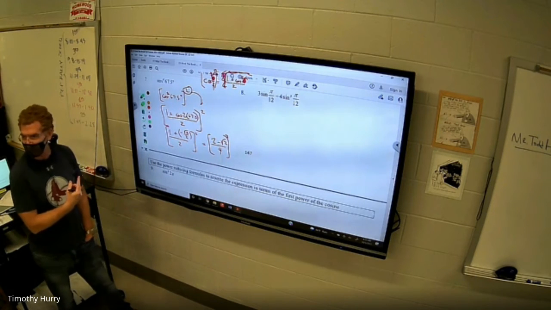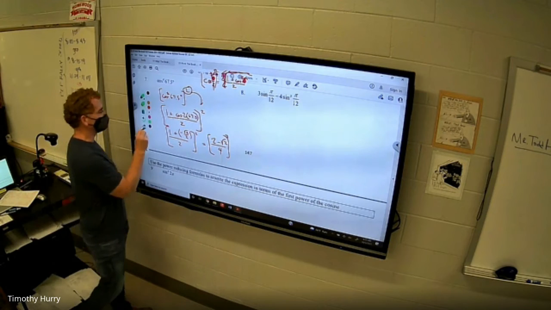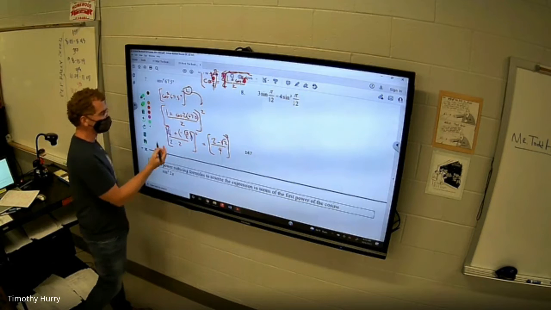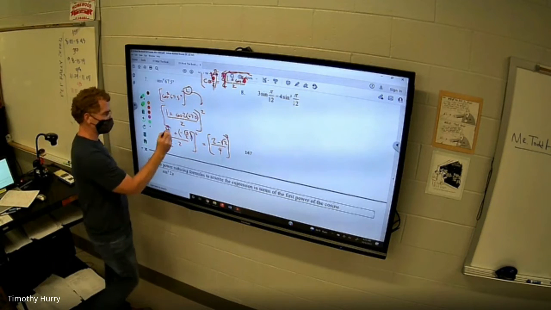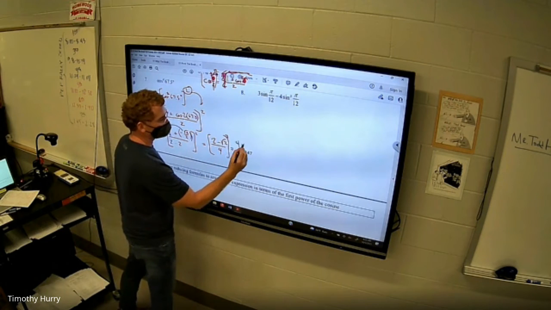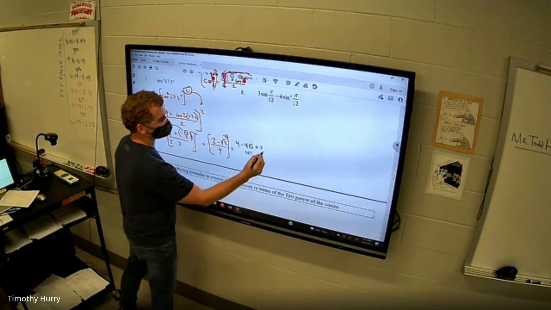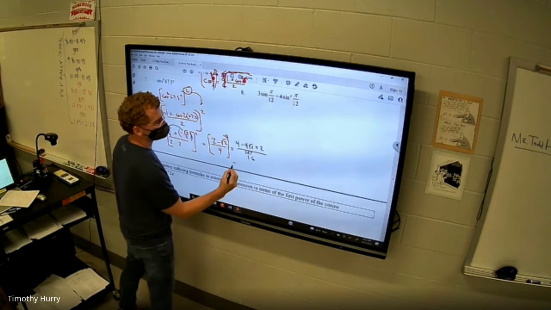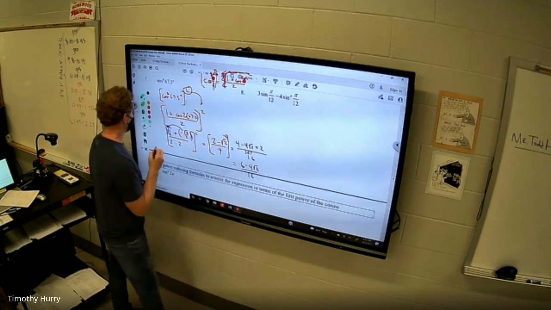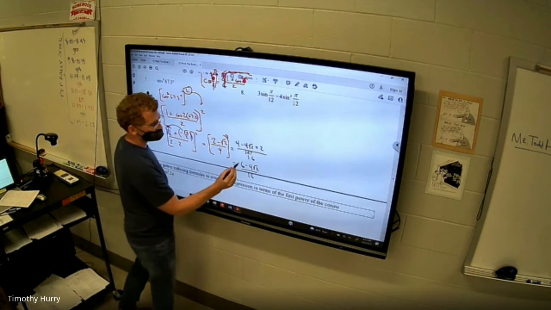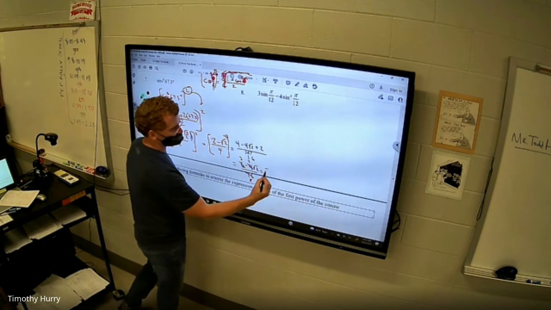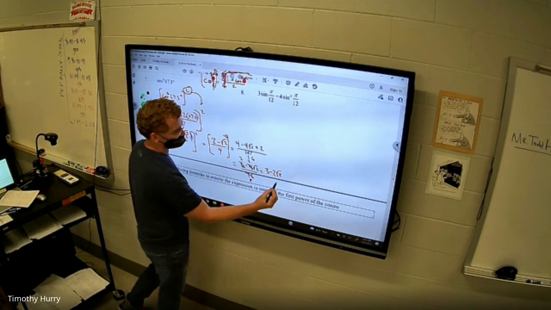Y'all seeing what I'm doing? Again, if you missed that, I'm multiplying this inside part by 2 over 2, distributing that in. And then I'm squaring everything, which would give me (4 minus 4 root 2 plus 2) all over 16, which is (6 minus 4 root 2) over 16. And is there anything I can do to simplify that? I can divide a 2 into everything and get (3 minus 2 root 2) over 8.